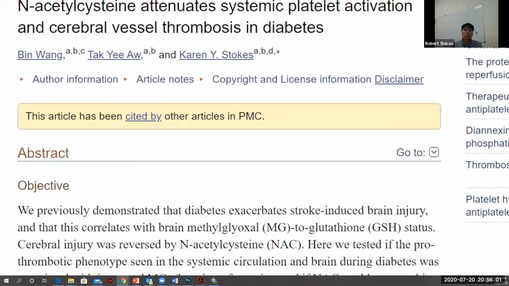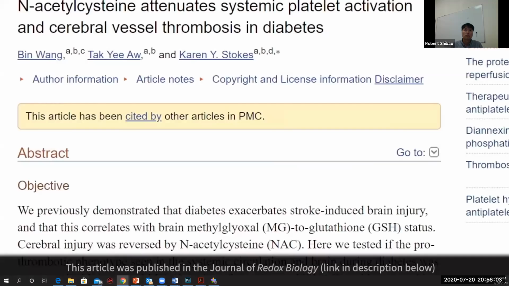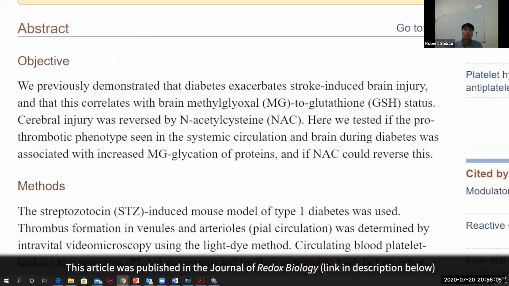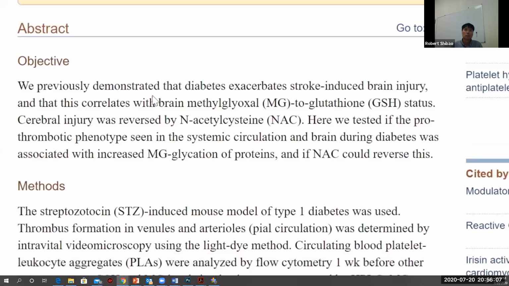And the articles just keep coming. This one was published 2 years ago. They said they previously demonstrated that diabetes exacerbates stroke-induced brain injury, and that this correlates with brain methylglyoxal to glutathione status. Again, our friend glutathione. Cerebral injury was reversed by N-acetylcysteine.